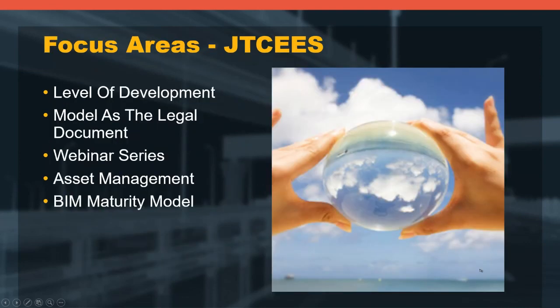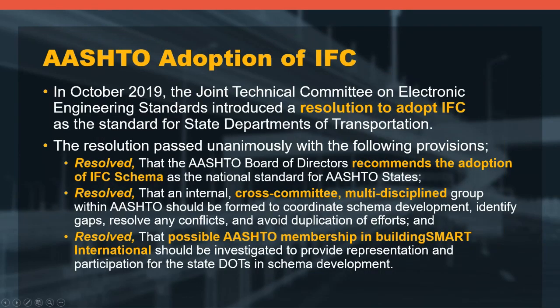And so in October of 2019, we proposed to the AASHTO leadership that we adopt IFC as a standard for state transportation agencies, and that resolution was adopted. Could you go back one slide, please? That resolution was adopted, and one of the things we included in there was the recommendation to create a cross-discipline committee that would lead and guide this umbrella effort to move to IFC. We also proposed the investigation of AASHTO joining IFC. We're hoping to get those things moving, and I'll share a little bit more about that later. Next slide.